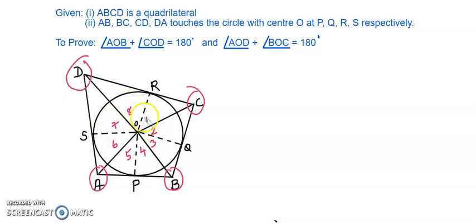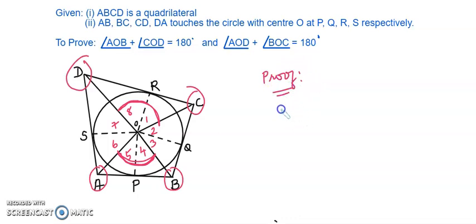Then we have to rearrange them in such a way that we are able to prove that angle AOB plus angle COD, that means 5 plus 4 plus 1 plus 8, is 180. Similarly, we have to prove that 2 plus 3 plus 7 plus 6 is 180. First we'll list out the tangents which are equal, and based on those tangents which angles will be equal, and then we'll start adding them up. So, proof.